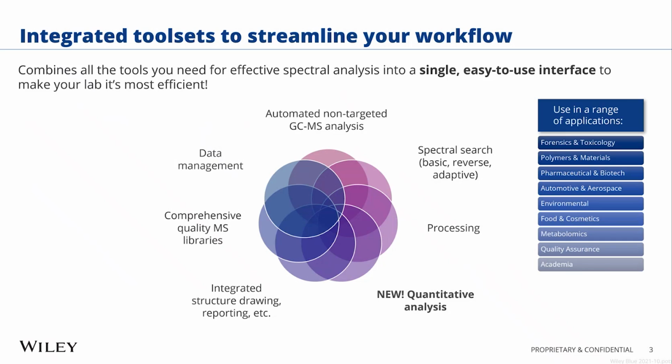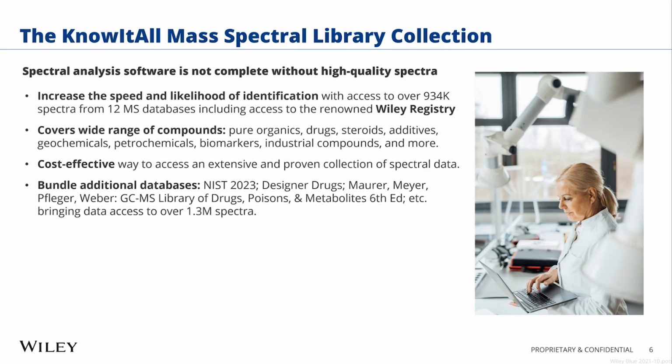We also have a new quantitation tool, mass spectral libraries. So Wiley is the leader for spectral libraries, with the world's largest collection of high-quality mass spectral libraries, including the renowned Wiley Registry, KnowItAll Spectral Library, and NIST Library. With KnowItAll Mass Spectral Library, you can increase the speed and likelihood of identification with access to over 934,000 spectra. We have coverage of a wide range of compounds. It's cost-effective, and it can be bundled with other databases. This is trusted data from a trusted source.